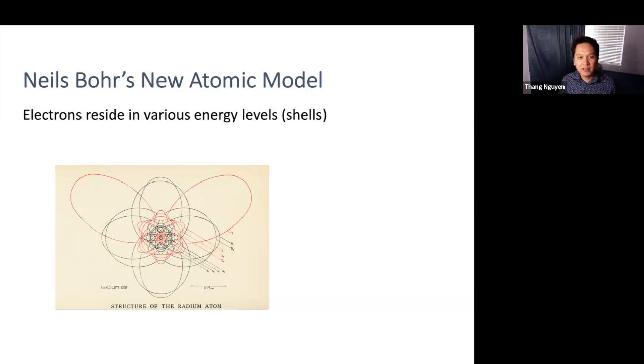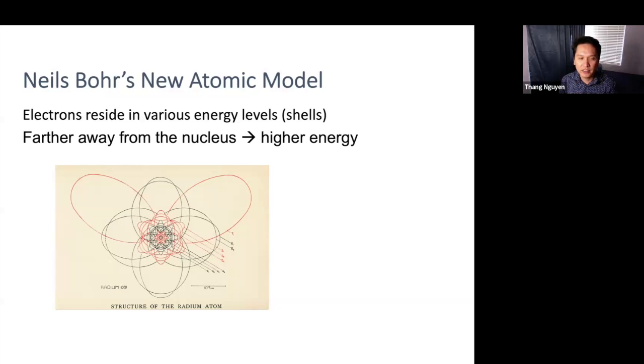It turns out the closeness of the electrons to the nucleus dictates their energy. The closer you are, the lower your energy is. The farther you are from the nucleus, the higher the energy. Each of these levels has different energies, and so they are also called shells.